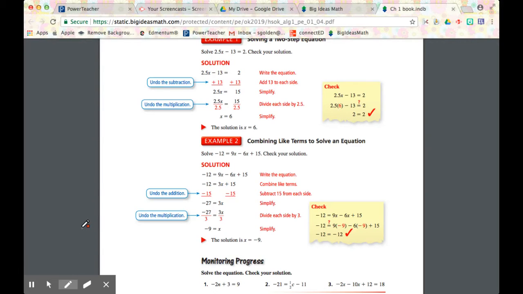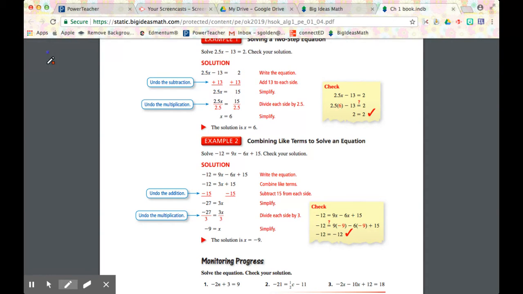Okay, so this is lesson 1.4, solving multi-step equations. It's called multi-step equations, which means there's more than one step to solve it. What we've been looking at were simple equations. These have 2, 3, or more steps in order to solve. So this very first one, example 1, says solve 2.5x minus 13 equals 2.